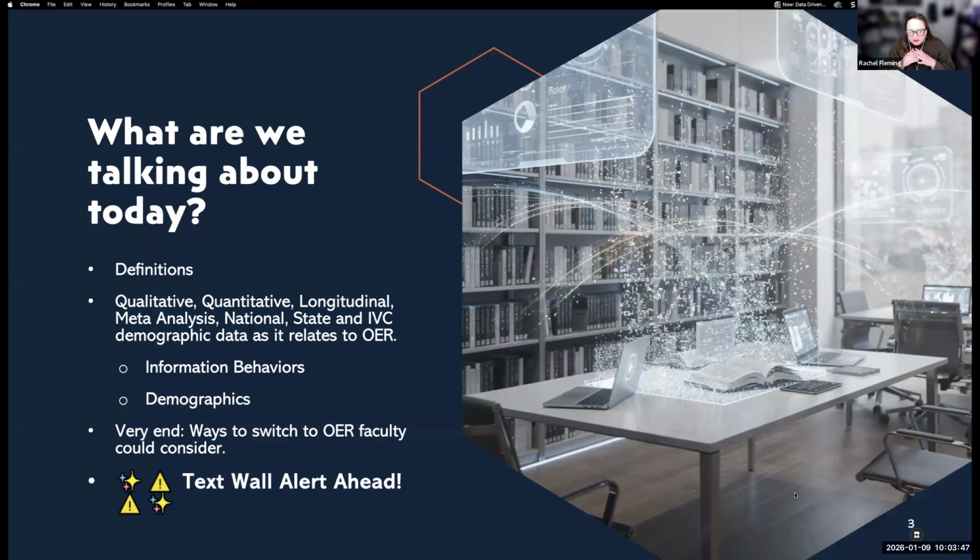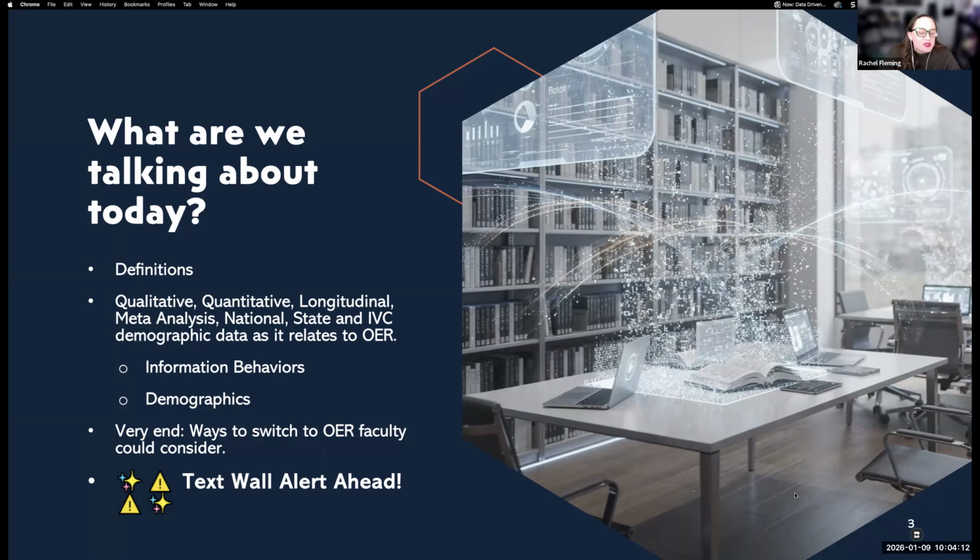So I'm just going to give y'all a couple definitions. I think most of y'all know them, but just in case. This is really diving into the qualitative, quantitative, mixed methods, longitudinal, meta-analysis, national, state, and IVC demographic data as it relates to OER and ZTC. I'll talk briefly about information behaviors as well as some demographics. And at the very end, I will talk a little bit about how to switch to OER, but this is mainly specifically looking at the data behind OER.